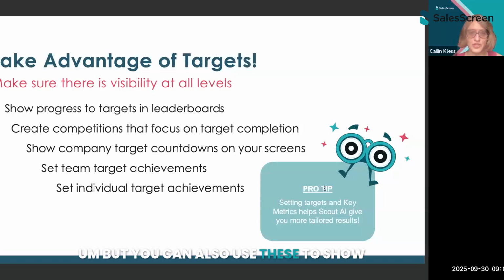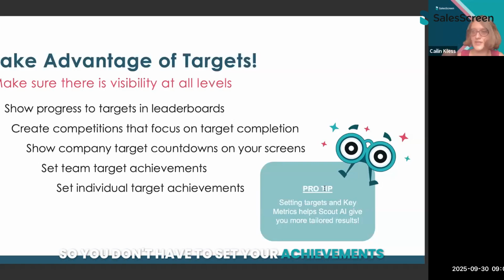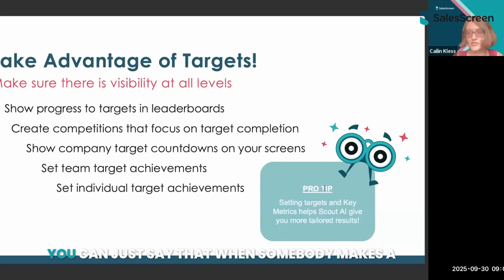But you can also use these to show progress to your targets in leaderboards. Once you have those targets set, you can set widgets on your dashboard that are based on those targets and their completion. You can set competitions that focus on target completion. You can show company target countdowns on your screen so that everyone knows how far they have to go as a group to get to goal. And you can set achievements on both team and individual goals. So you don't have to set your achievements on hitting a certain number of sales. You can just say that when somebody makes 100% of their target, they're going to get an achievement.